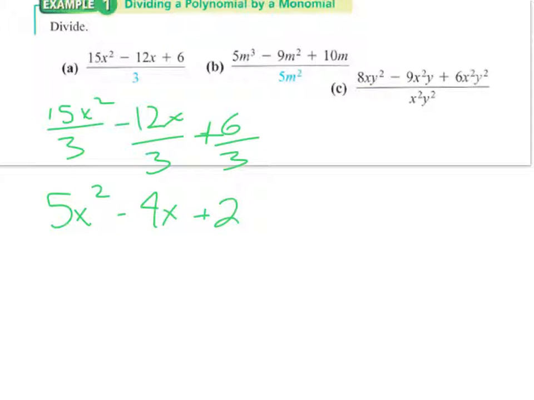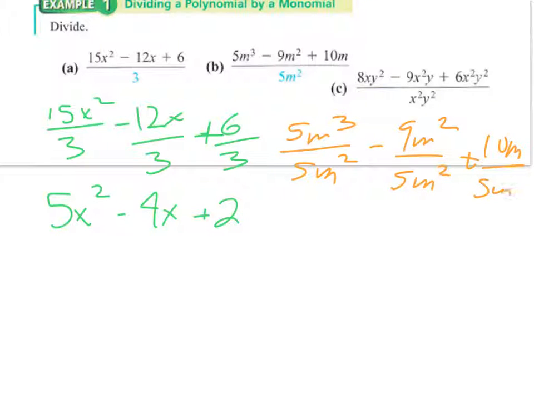The second one we have, we'll divide each of those terms by 5m squared. So we'll do our 5m cubed over 5m squared, and again just continue dividing each term by the 5m squared. And then reducing those down, the 5's cancel out, we're left with a plain m there. The m squareds cancel out, so we just have 9/5 here. With the m divided by 5 it would be 2, and then the m ends up in the denominator.